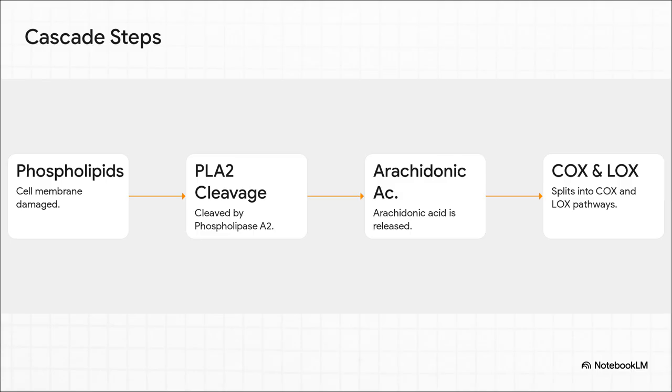From there, this waterfall splits into two very distinct rivers: the cyclooxygenase, or COX pathway, which pumps out prostaglandins, and the lipoxygenase, or LOX pathway, which produces leukotrienes.